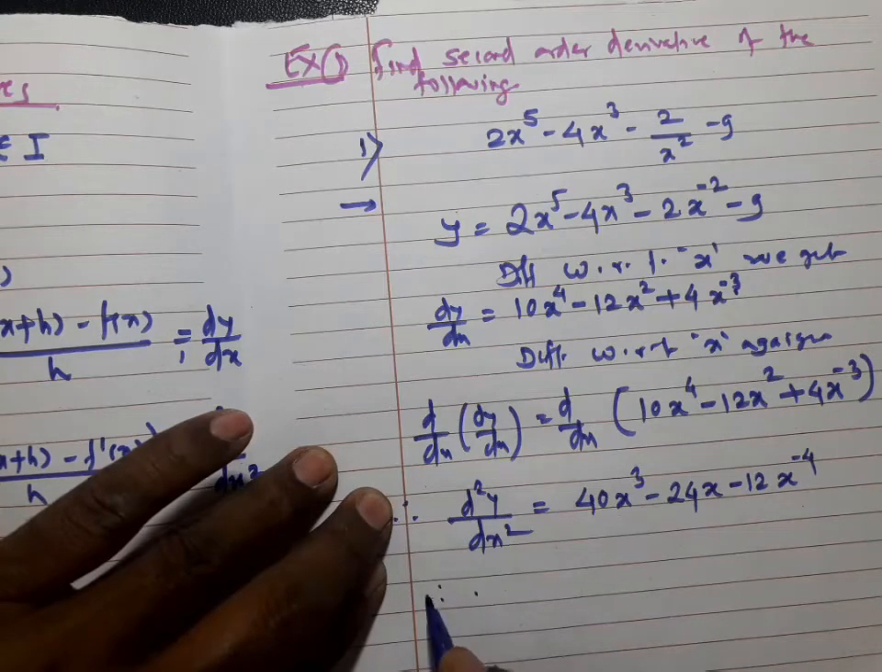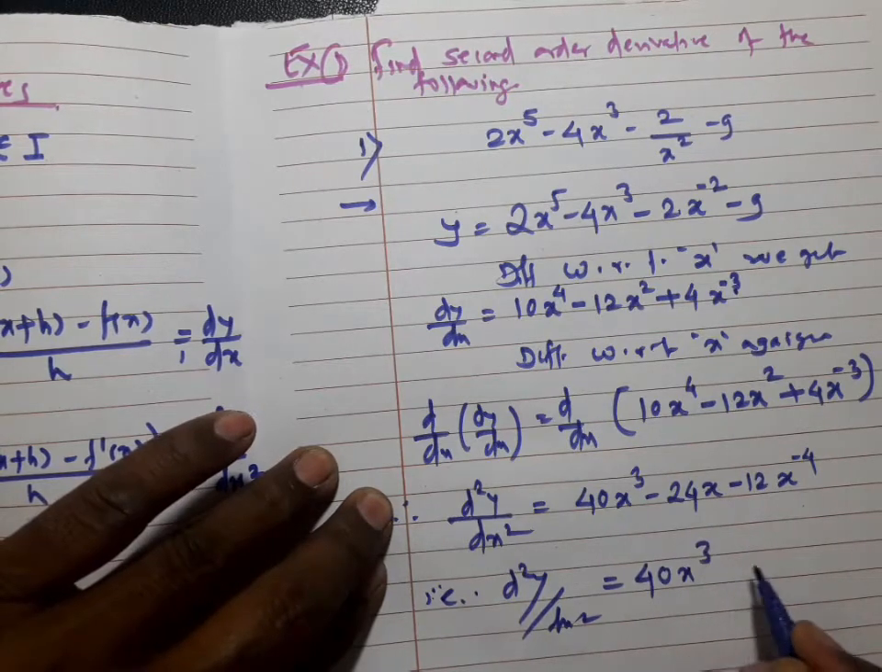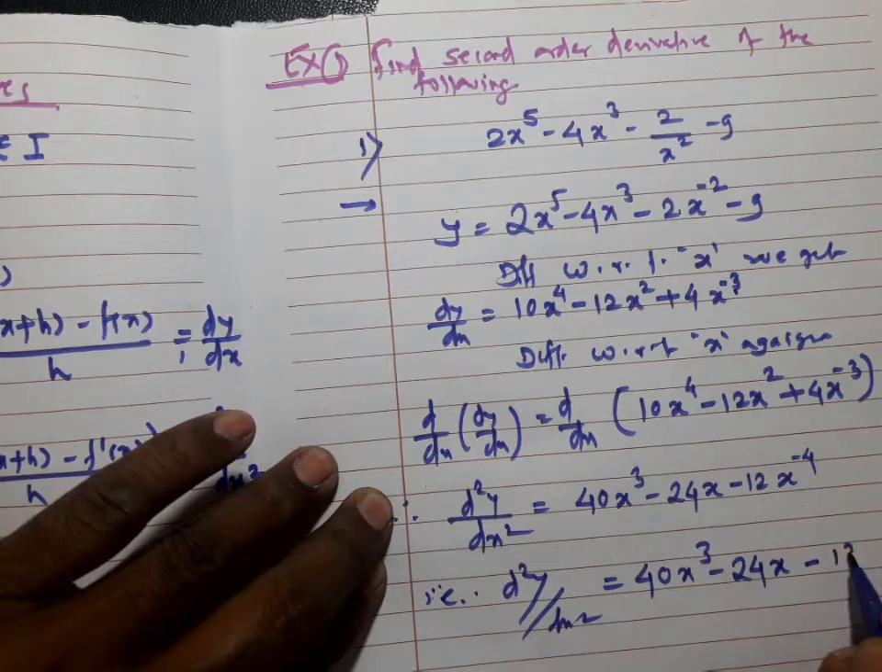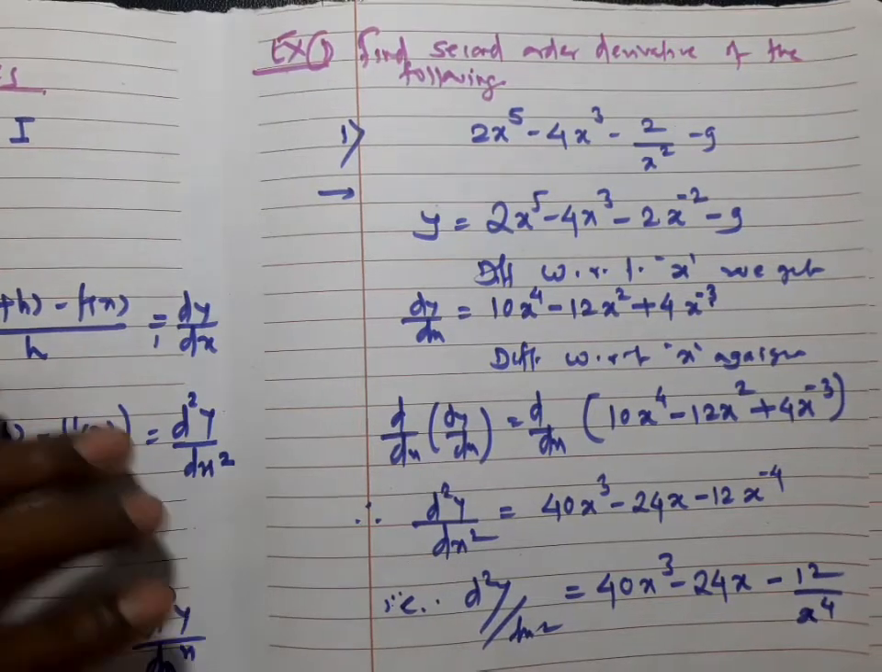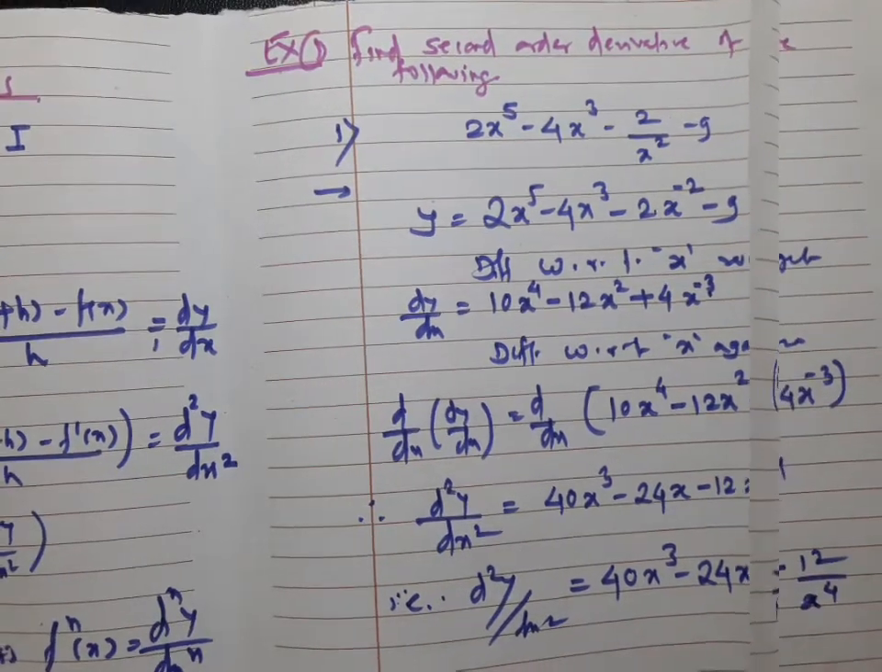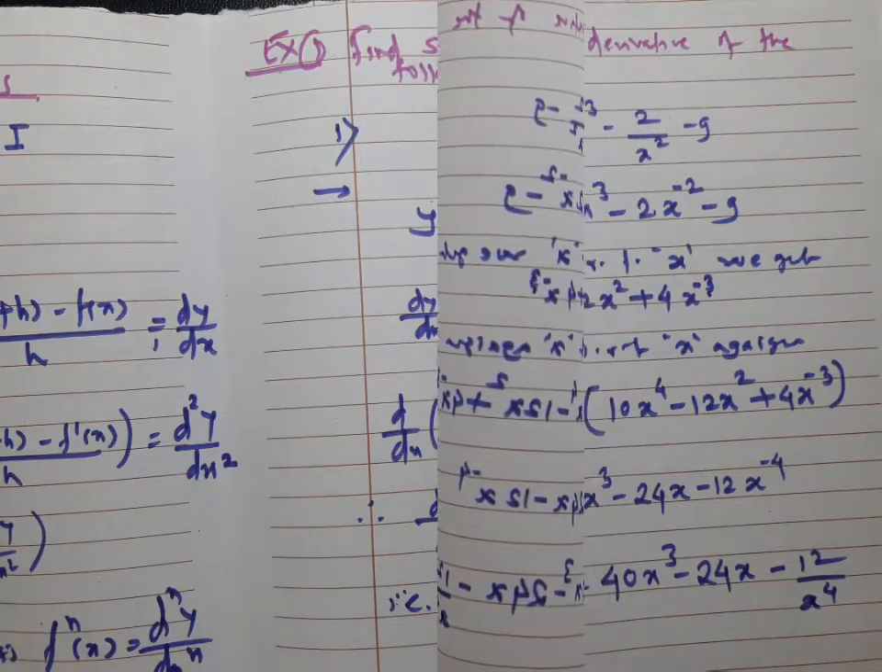That is, d2y by dx square is 40x raised to 3 minus 24x minus 12 upon x raised to 4, which is the desired answer. So derivative of derivative, and its application. So we have to remember all the formulas which we used previously.